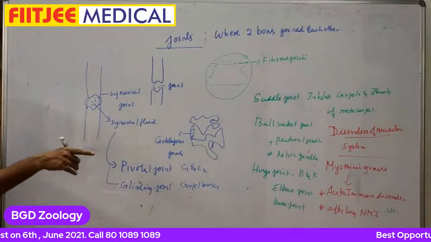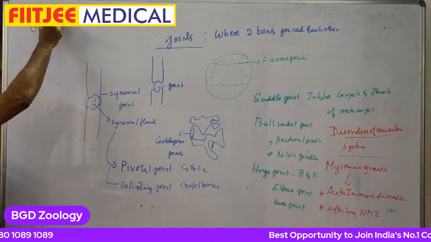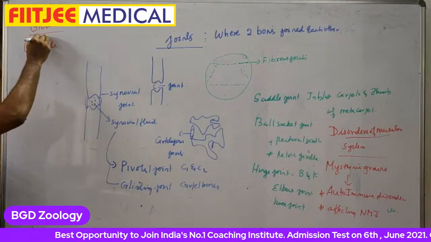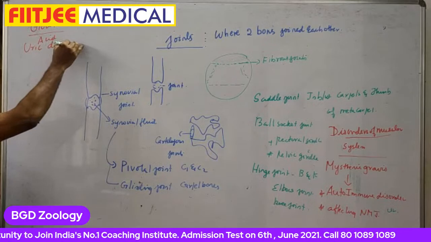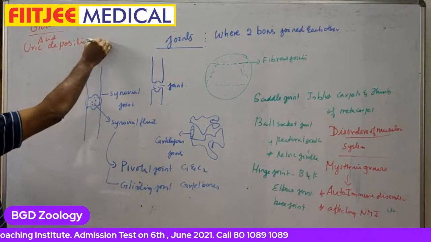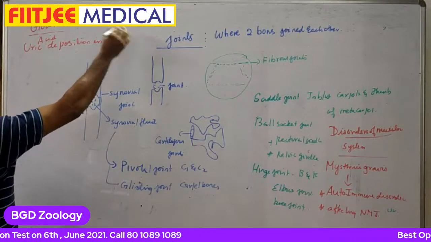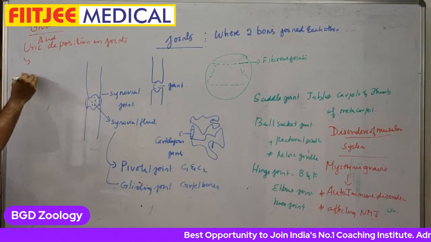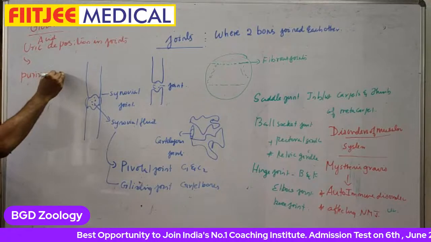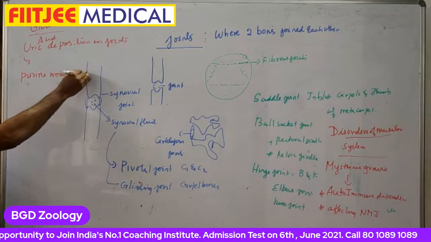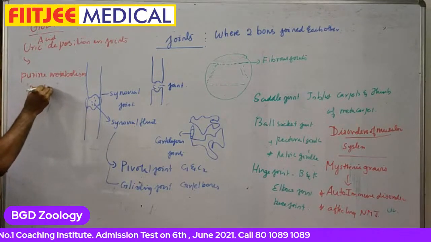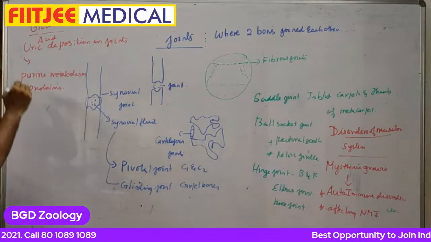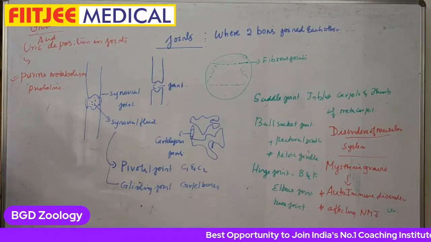The next disorder is gout. Gout happens by uric acid deposition in joints. Why is this happening? This is happening because of a disorder or problem in purine metabolism. So remember that. Gout is uric acid deposit in the joints. Why does this happen? Because of some problems in purine metabolism.